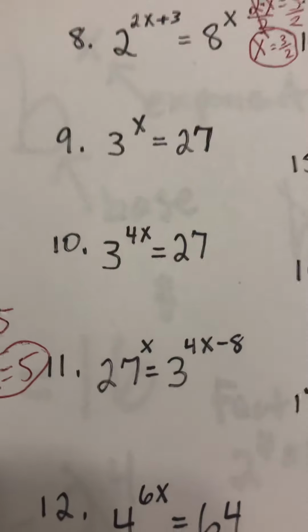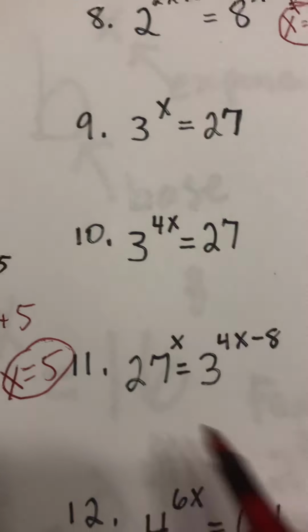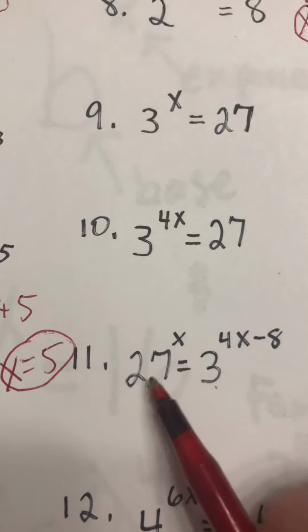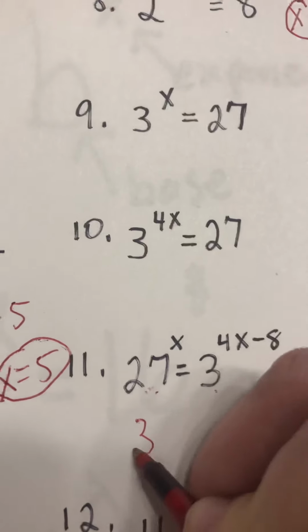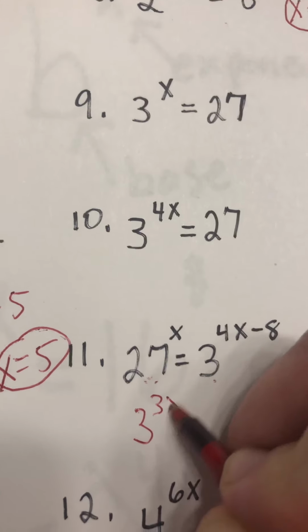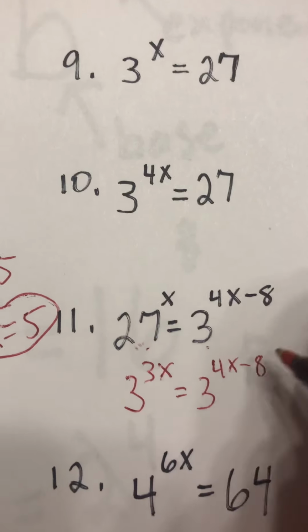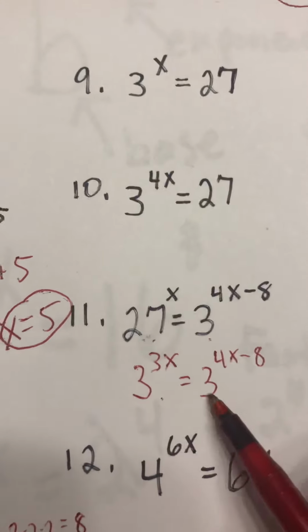11 looks like it could be a little bit of trouble here. Let's see. The bases are 27 and 3, so let's make them the same. So you have to know that 27 is 3 to the 3x. And here I just write this as 3 to the 4x minus 8. Just copy that. Now the 3's match.